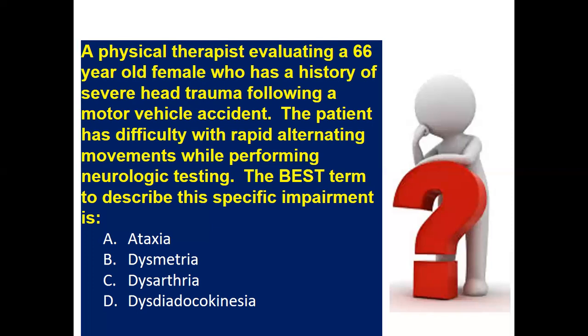So if we check all these four options, what is the homogeneity? All these injuries, all these disorders, are due to a lesion in the cerebellum. If it is ataxia, it is cerebellar ataxia. If it is dysmetria, the person is unable to judge the distance. When it is dysarthria, the person has problems with articulation and speech. And when there is too much problem and too much movement, quick movements, this is the DDK.